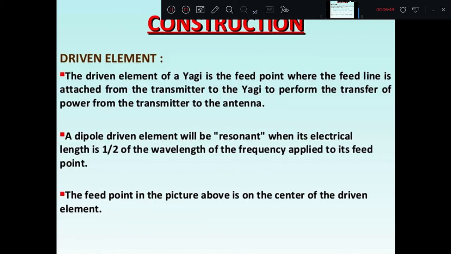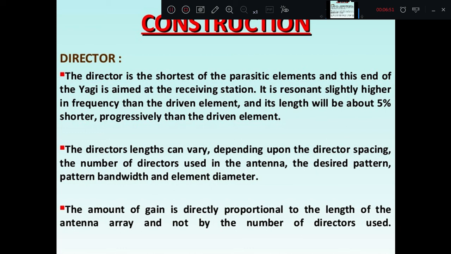It is always less. The amount of gain is directly proportional to the length of the antenna array and not to the number of directors used. So this is a very important point. The gain achieved by this antenna is directly proportional to the length of the antenna array.